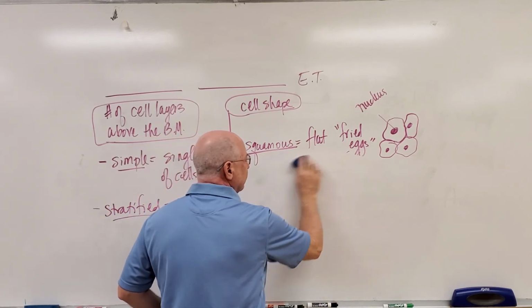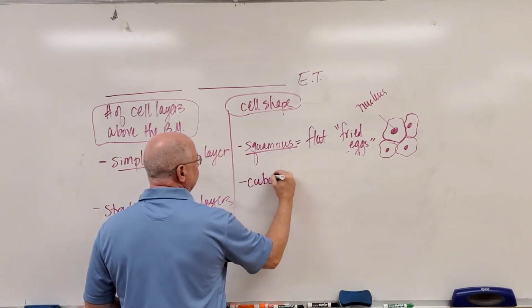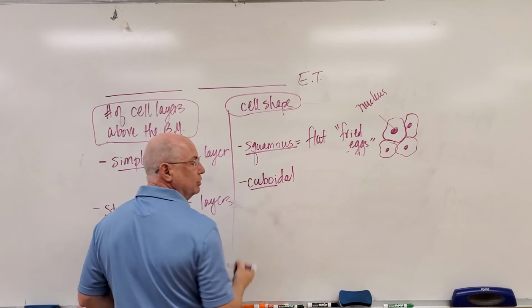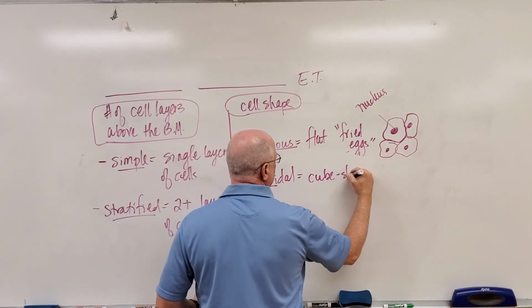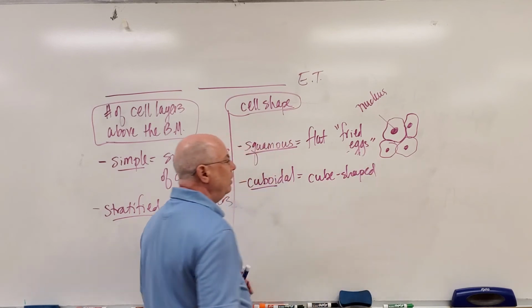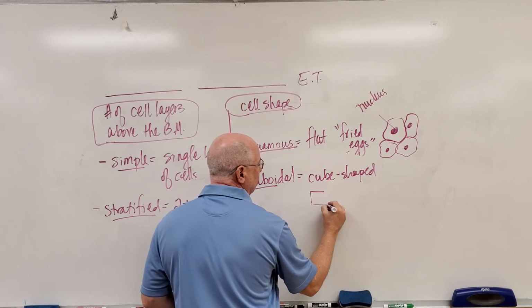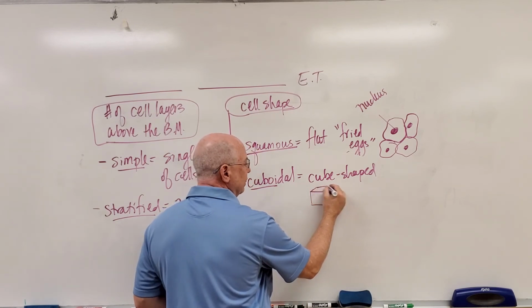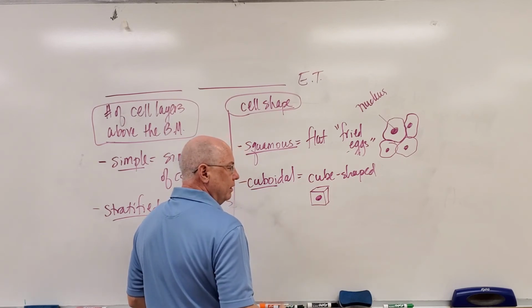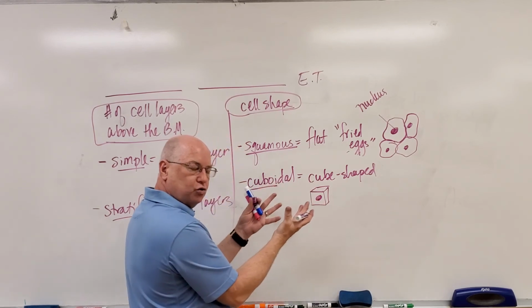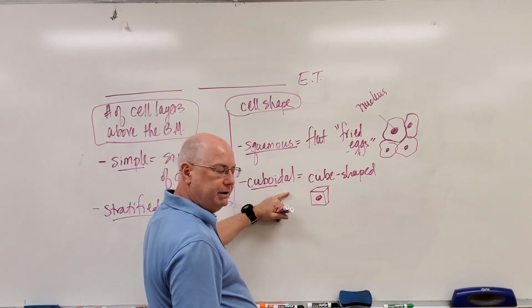Now, a second shape that epithelial tissues can come in is called cuboidal epithelium. And it is somewhat cube-shaped. Or one way they describe it in the book is these cells are as wide as they are tall. They tend to be like little cubes, like this. And they have a centrally located nucleus. So if I see some short, squat-looking cells that are cube-shaped, that would be called cuboidal epithelium.